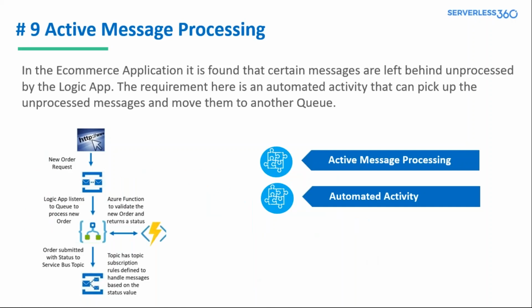Number 9 is active message processing. This capability was brought in to solve a number of our customers' real-time business requirements. Consider this e-commerce application. It is found that certain messages in the active queue are left behind unprocessed by the logic app. And the requirement here is an automated activity that can find those left behind unprocessed messages and move them into another queue so that I have a restoring application which will take care of reprocessing those left behind messages and restore the business.